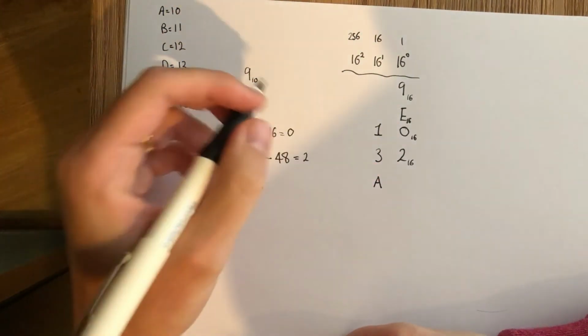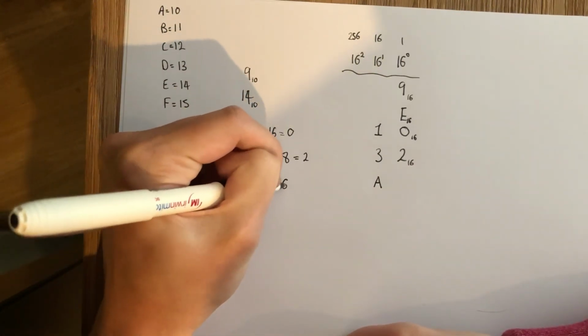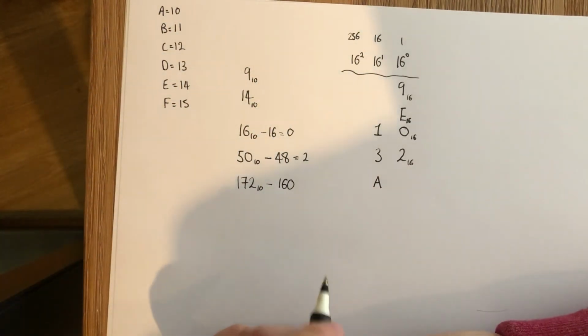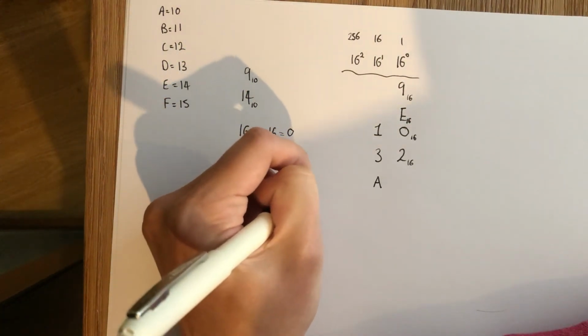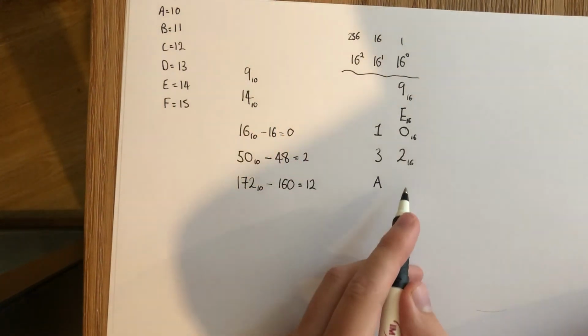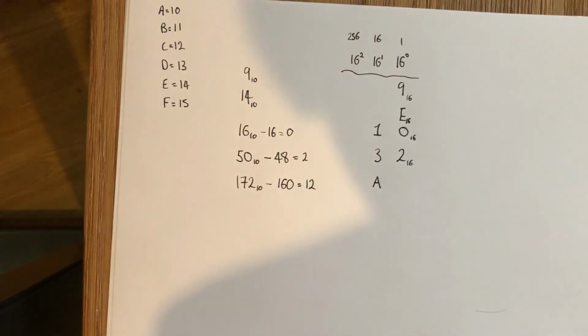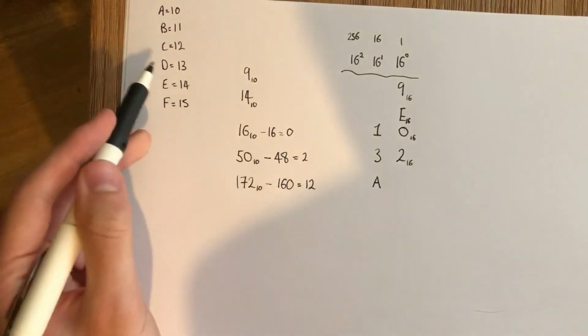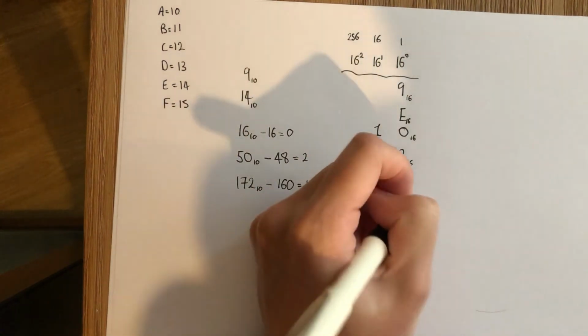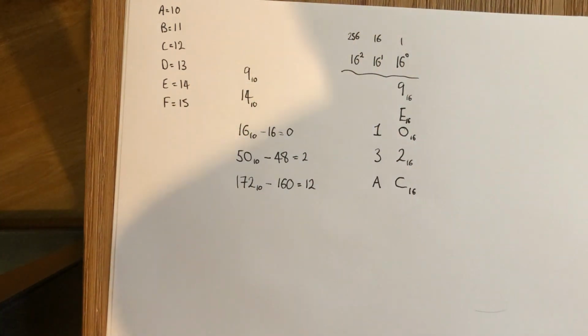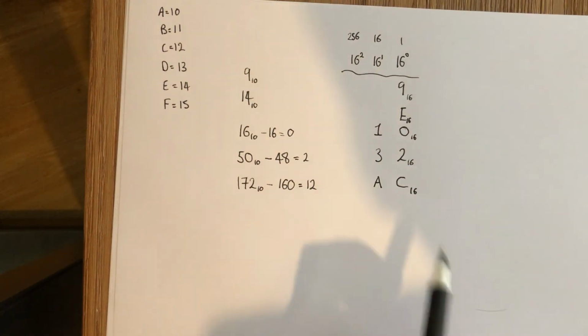A, which is 10, times 16 gives me 160. So I'm going to use that to calculate my remainder, which is 12. I've now got 12 to put in my last column. Now that's strange again. I can't write 2 digits into one column, one place value. So I look at my table again. I've got 12 and I know that 12 is C, so I can put C in there. And so the number 172 in decimal is equal to the number AC in hexadecimal.